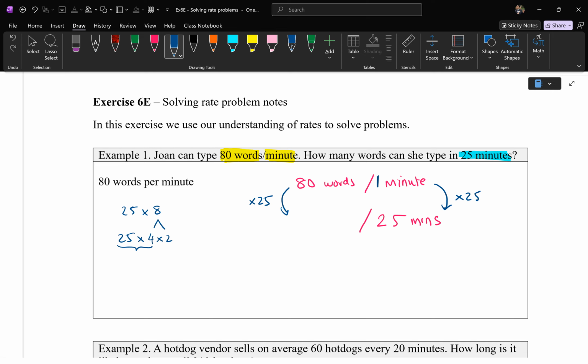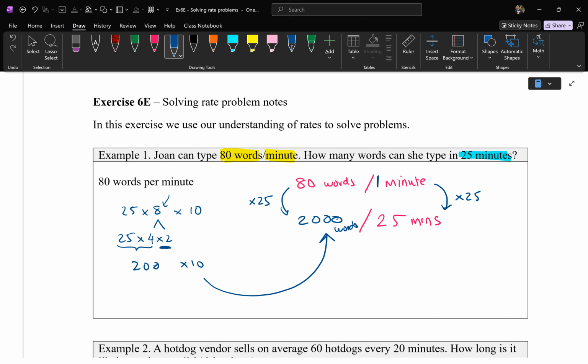Most people know what 25 times 4 is. 100. Then you times it by 2. 200. So if I wanted 80, I just need to times it by 10 to make 80. So at the end, if I times it by 10, what's the answer? 2,000. Very good. So 2,000 words is the expected amount in 25 minutes.